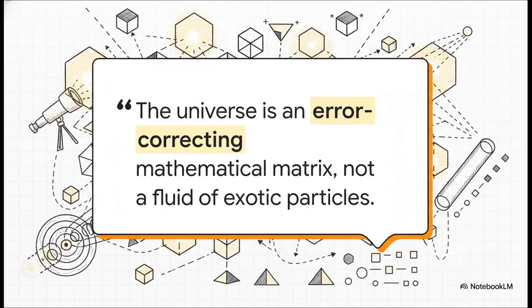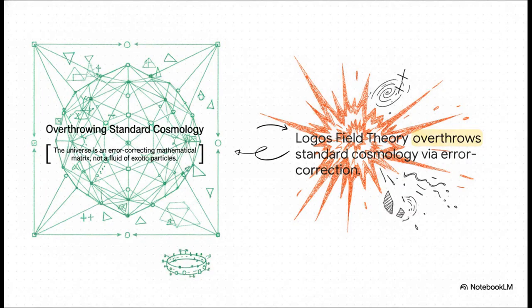To kick things off, I want you to listen to this profound claim from our source material. The universe is an error-correcting mathematical matrix, not a fluid of exotic particles. That is a massive statement. We're about to explore how empirical physics, the stuff we normally try to measure with telescopes and colliders, might actually be completely replaced by pure arithmetic geometry. Okay, let's dive into this.